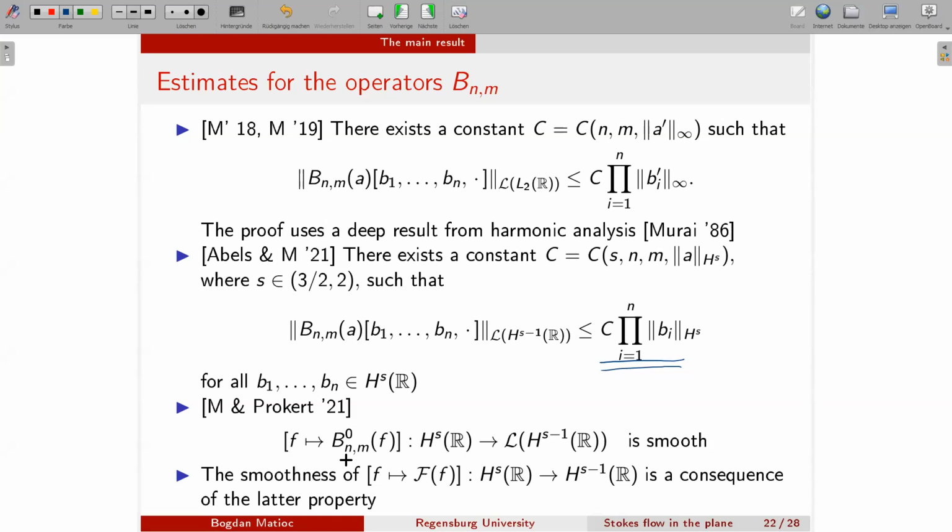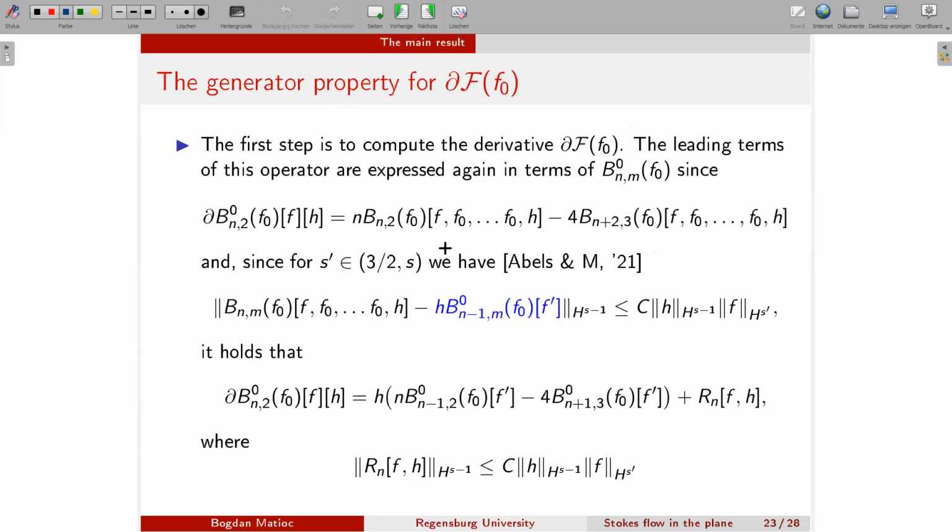Having shown that this mapping is smooth, because these are the operators which appear all over in the formulations, the smoothness of the operator in the evolution equation from H^s to H^(s-1) is a consequence of this property, mainly. And we are left to establish the generator property for the Fréchet derivative. So the first step is to compute the Fréchet derivative. So we have to differentiate these operators with respect to f.